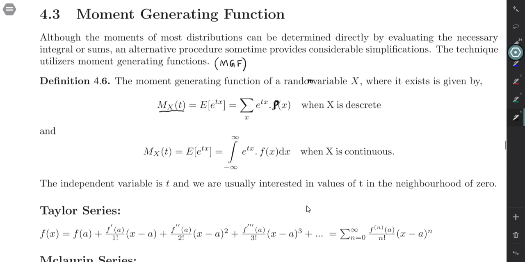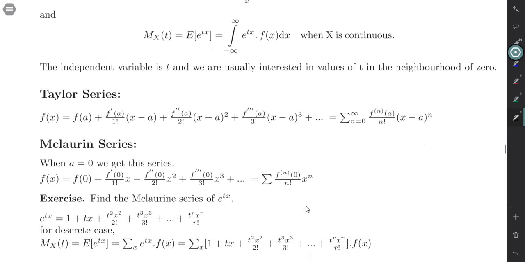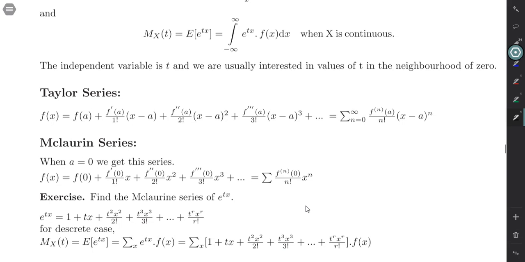When X is continuous, the expected value of e to the tX, or the moment generating function, can be found by integrating e to the tx times f(x) dx over the support of X. The independent variable t here is usually the value that we are interested in, and t is in the neighborhood of 0. We need knowledge about Taylor series and Maclaurin series in order to find or derive the moment generating function.